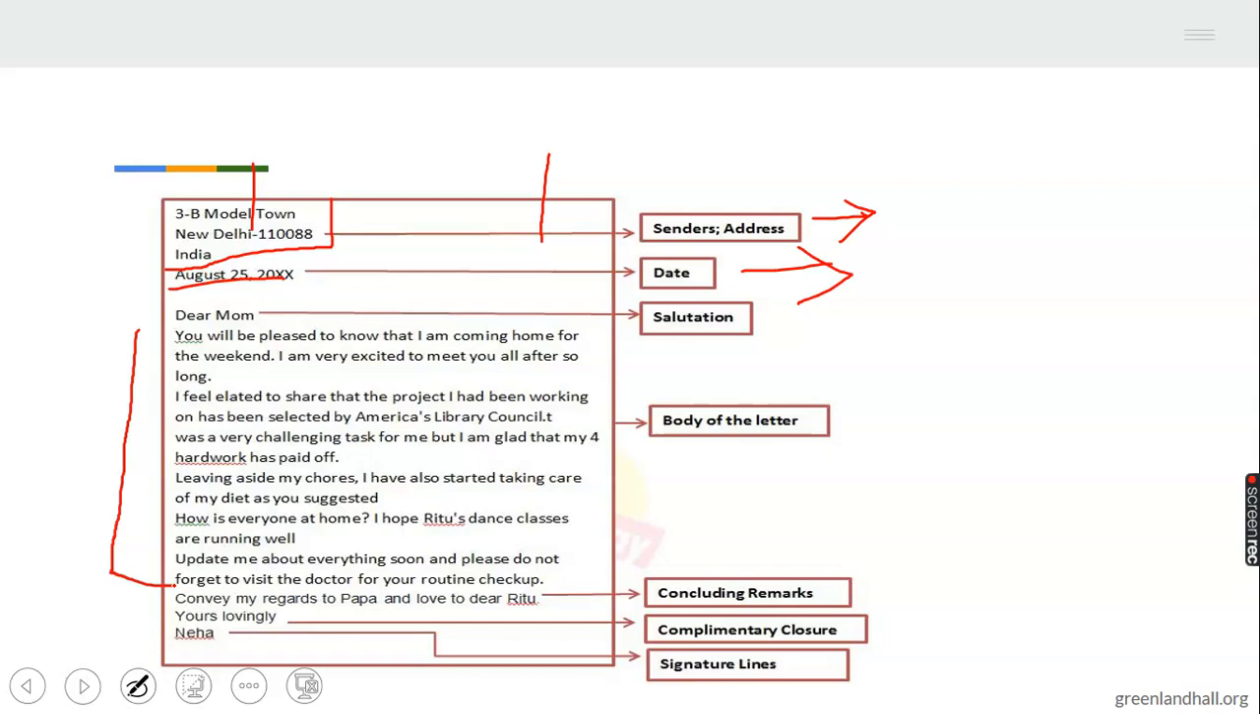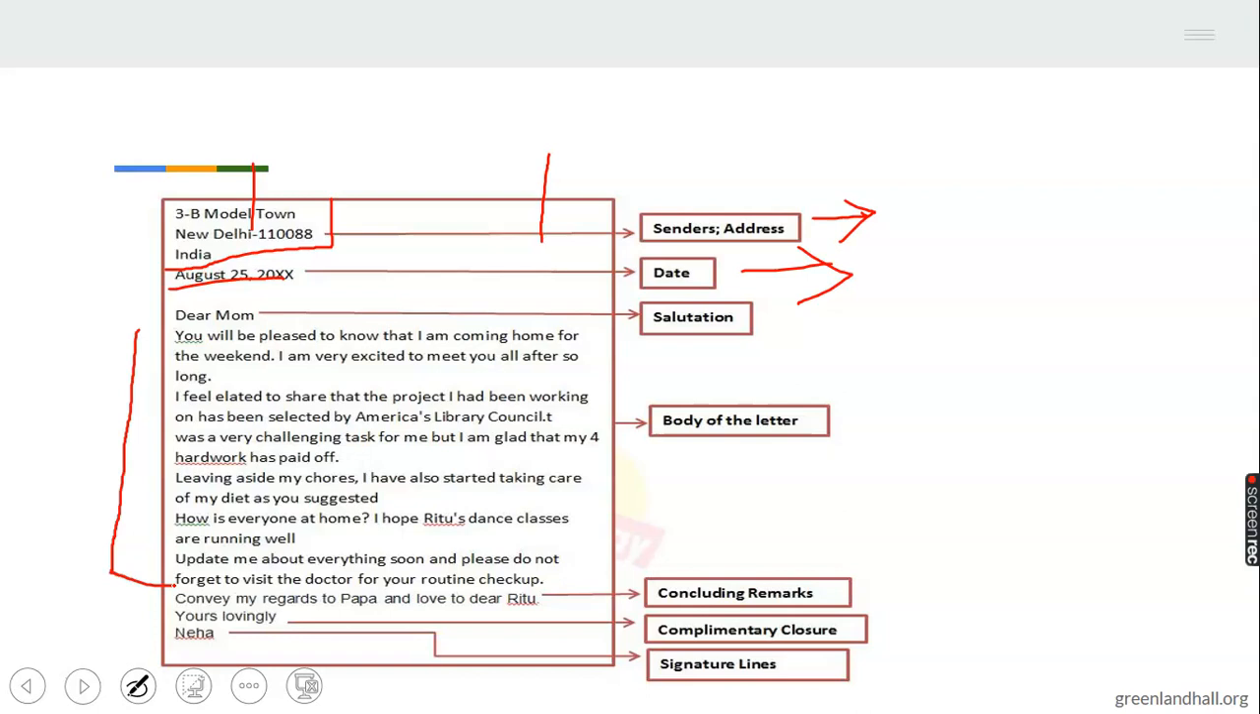How is everyone at home? I hope Ritu's dance classes are running well. Update me about everything soon. And please do not forget to visit the doctor for your routine checkup. Convey my regards to Papa and love to dear Ritu.